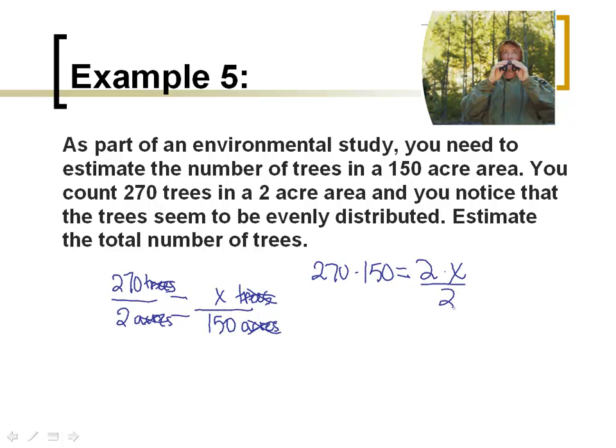If I'm going to solve this for x, I'm just going to divide both sides by 2. So x equals, if you multiply that and then divide by 2, you'll get 20,250, and our unit is trees. So we want 20,250 trees.